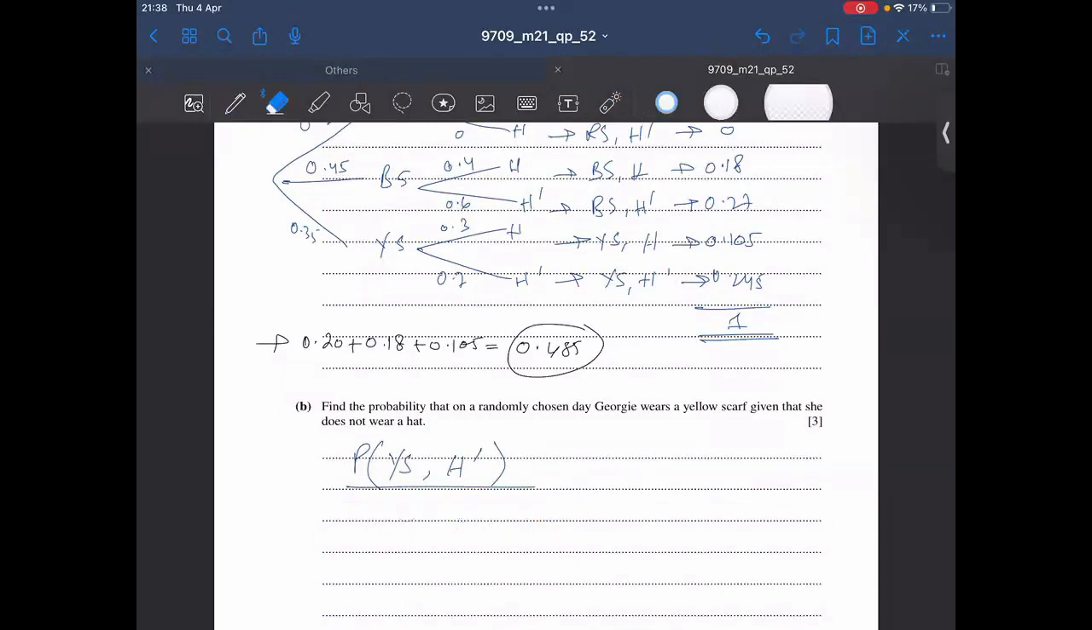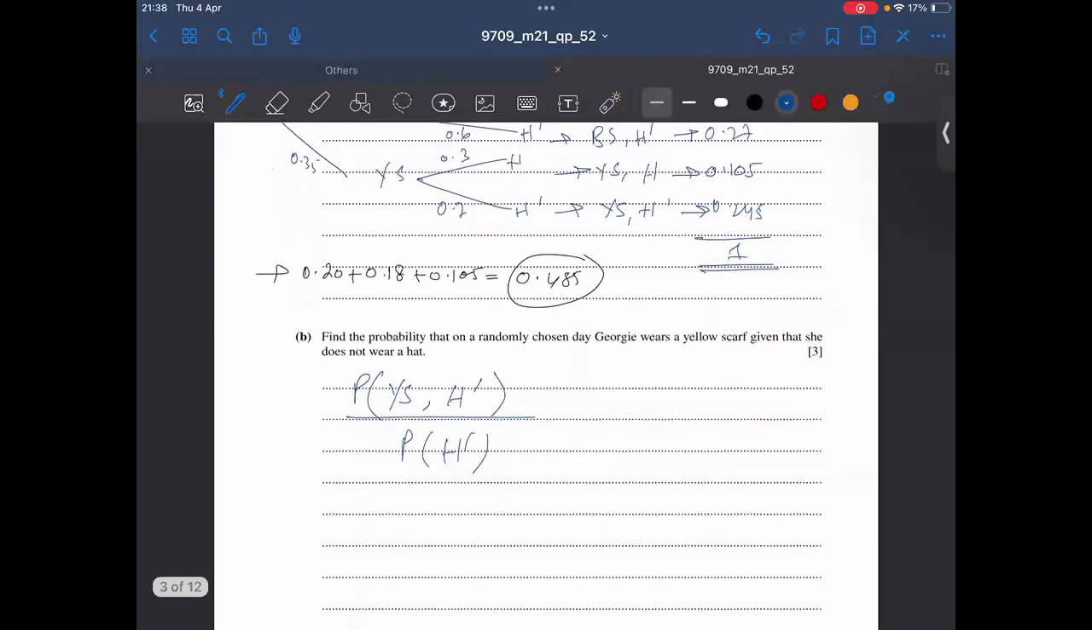Or I may just write it down. So the probability of not wearing a hat is going to come in the denominator, and of course you're going to have a number of probabilities in this, and among these you have to tell what is the probability that she wears a yellow scarf and does not wear the hat. That's how you're going to calculate the probability.